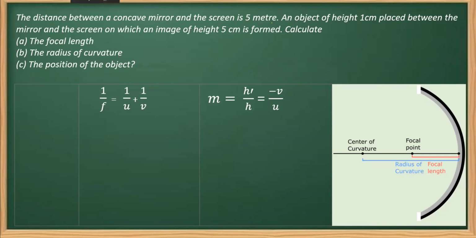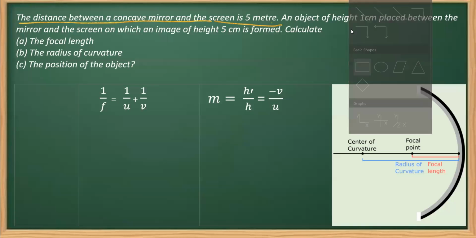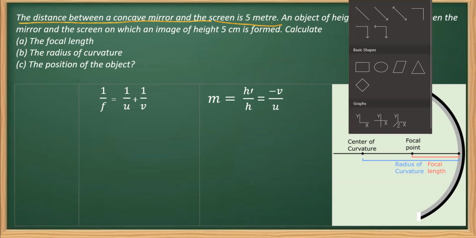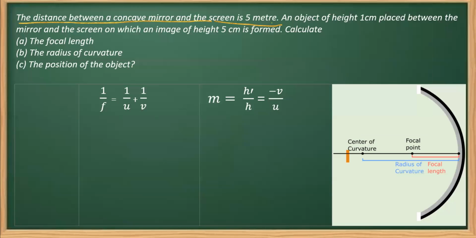This is another question taken from the numericals from the chapter on light. The distance between a concave mirror and the screen is 5 meters. So we know the distance of the mirror and that of the screen. You should know that the screen is always placed in front of the mirror, because in case of a real image, the image is always formed on the screen.